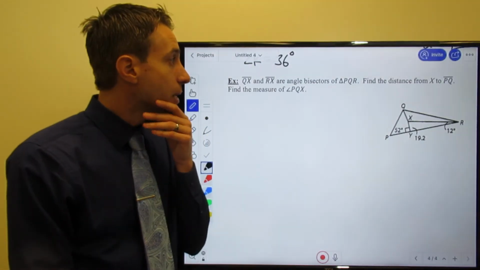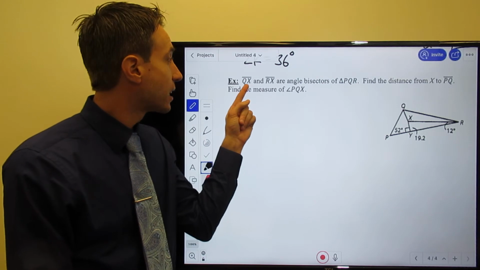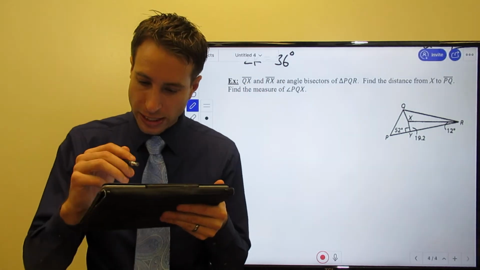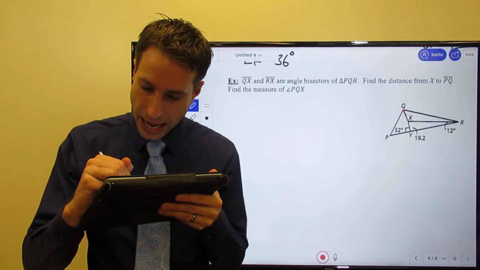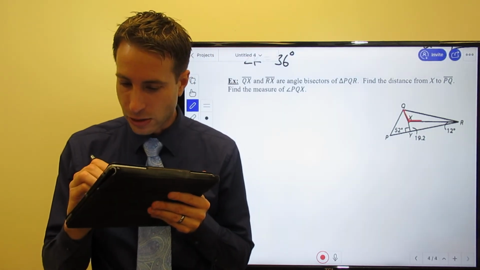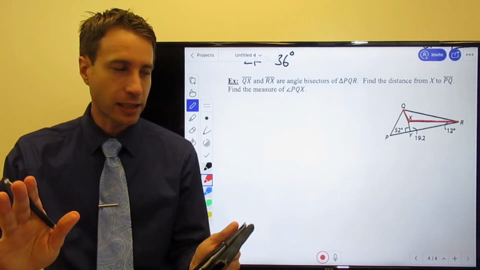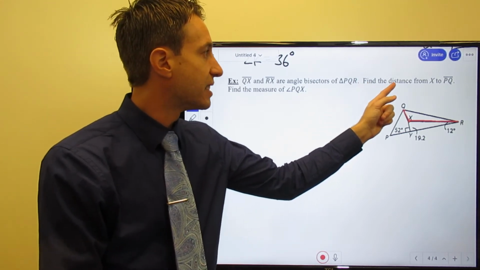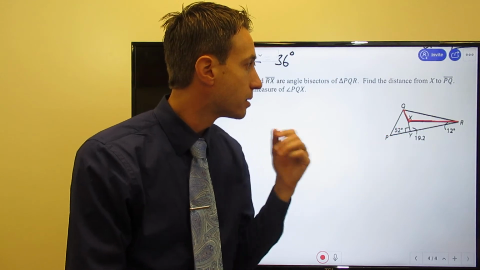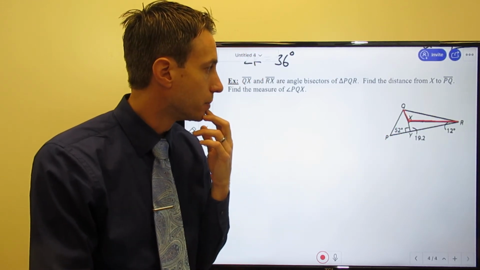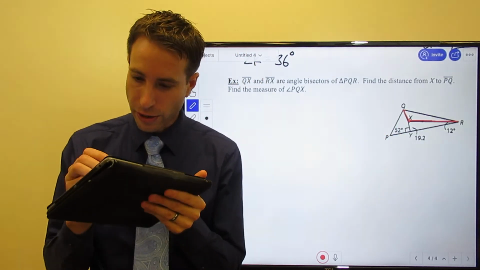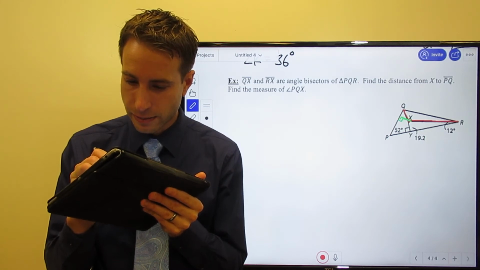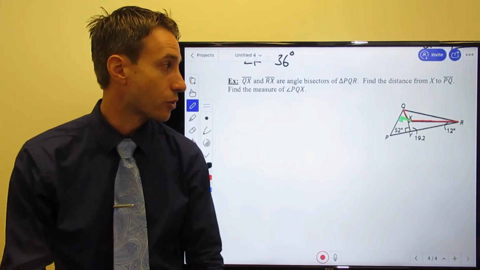Once again, let's see what we've got here. I tell you that QX and RX are angle bisectors, so let's go ahead and mark that. QX, RX, those are my angle bisectors. Awesome, great, no problem. I want you to find the distance from X to PQ. So, I want you to find this distance right here in green. What is that distance right there?